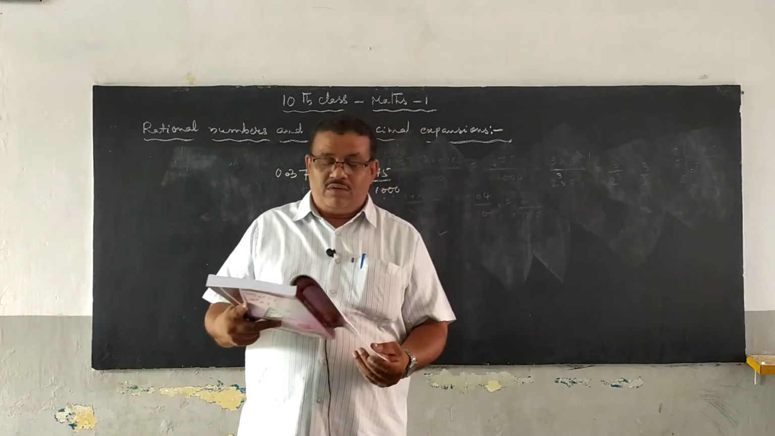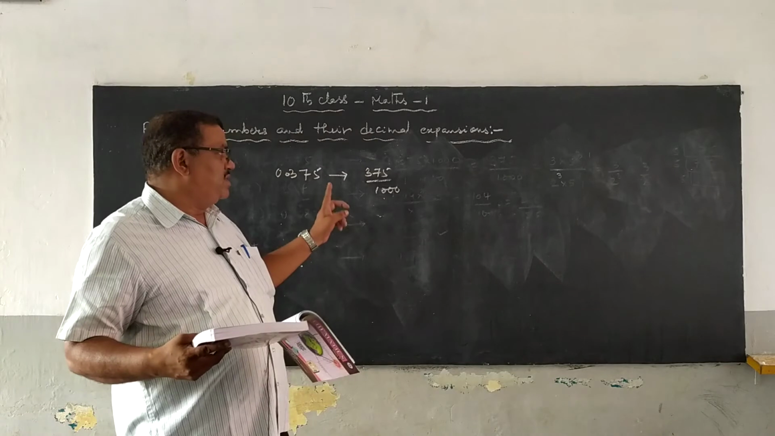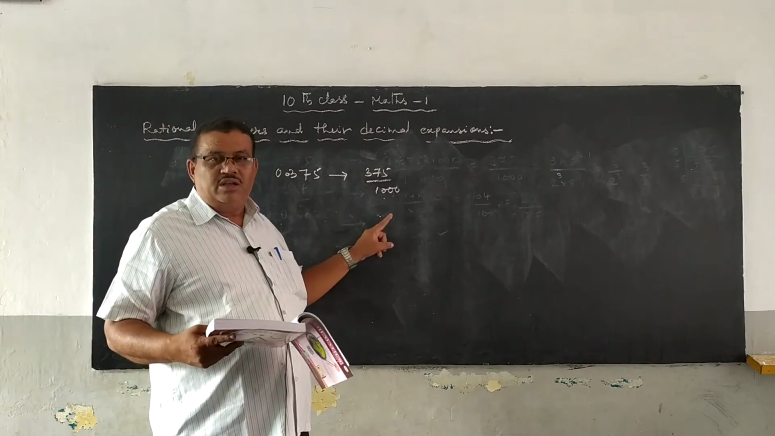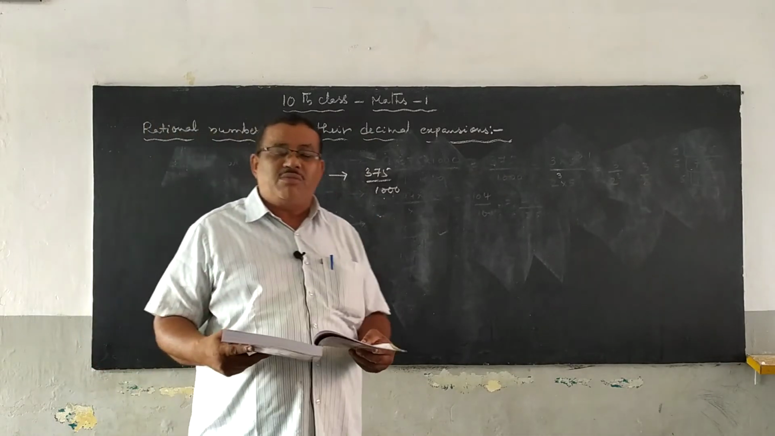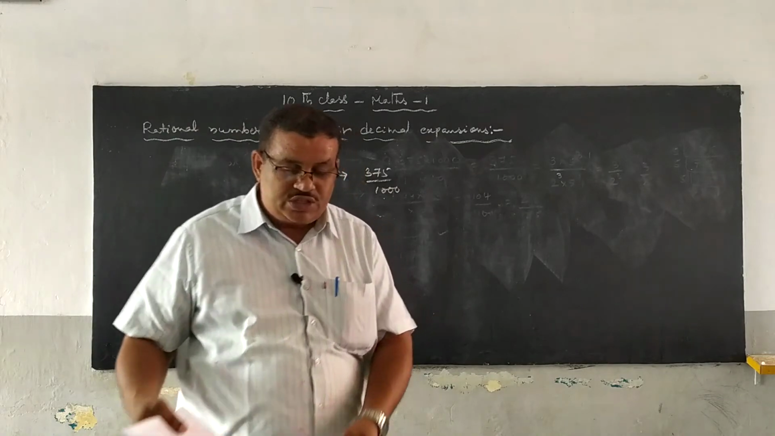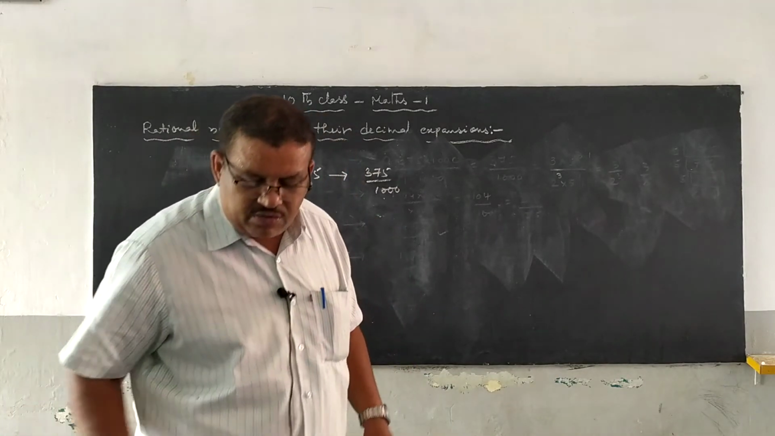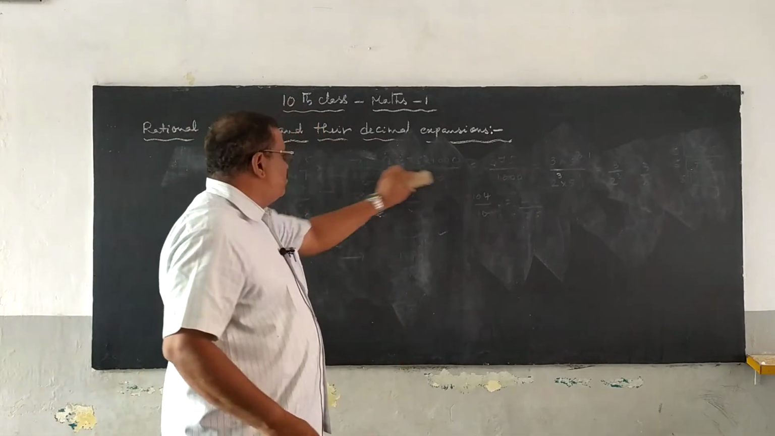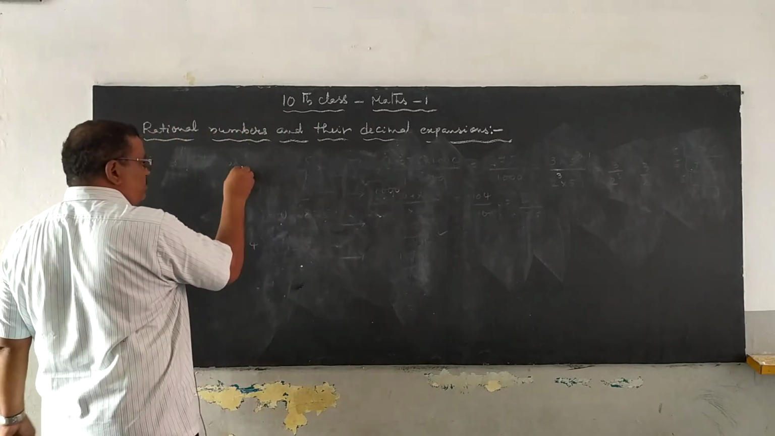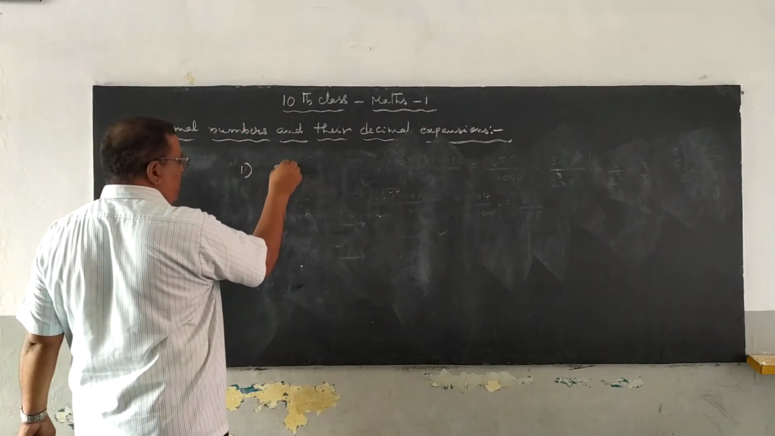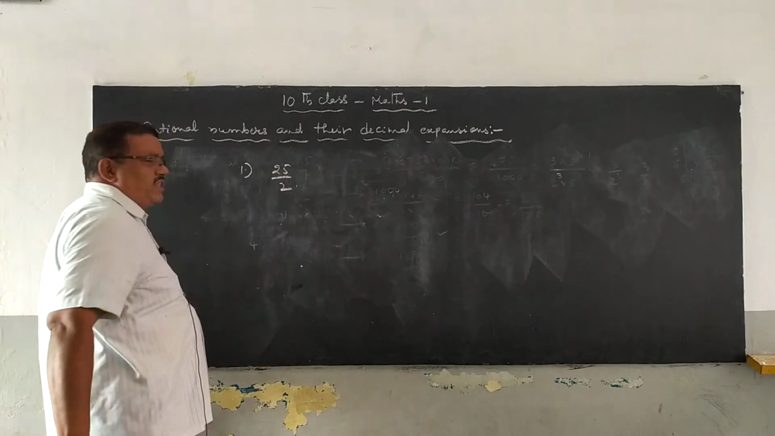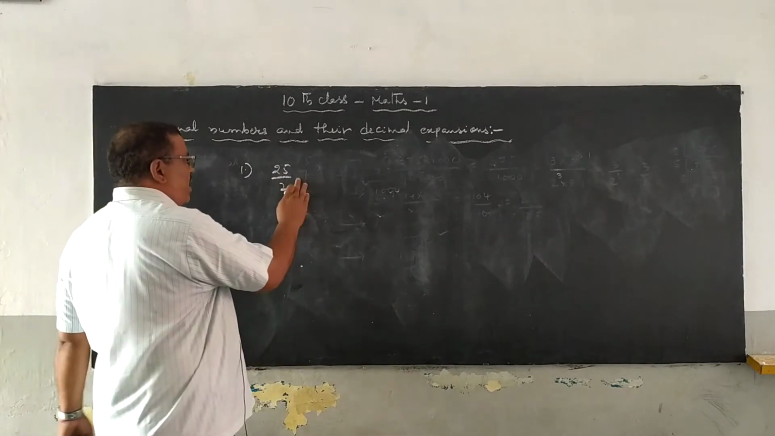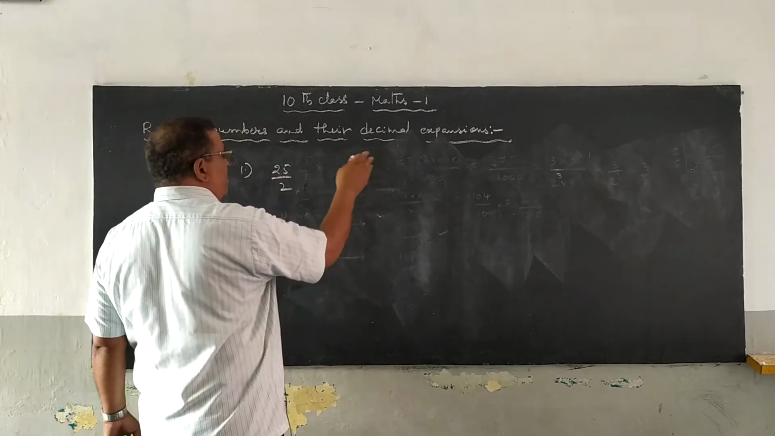Theorem 1.4. The previous examples lead to Theorem 1.3. The next examples lead to Theorem 1.4. Let us see how to do this. The first example is 25 by 2. How do we represent this in decimal form?